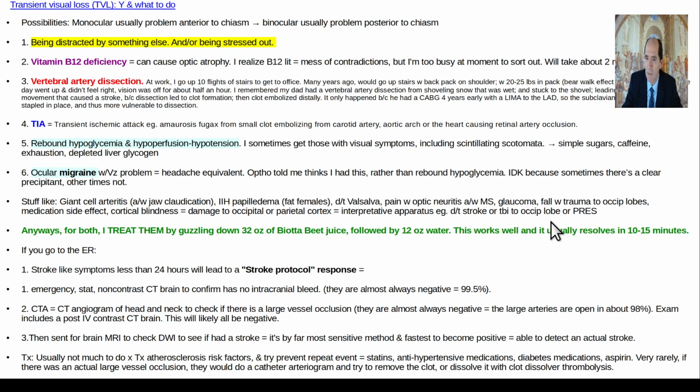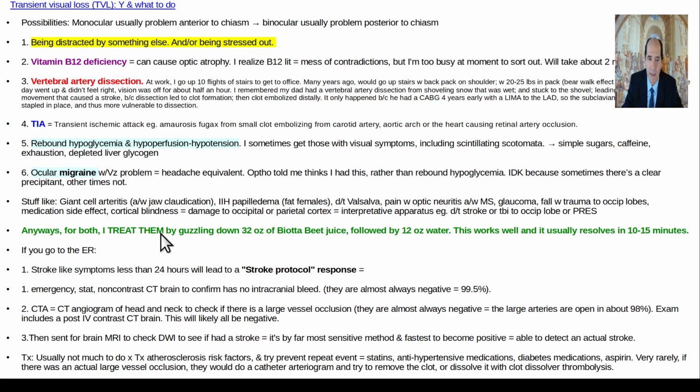You could have posterior reversible encephalopathy syndrome, pretty rare, with severe hypertension, usually systolics around 200. Cortical blindness means damage to the brain, the cerebral cortex in your occipital lobe or your parietal lobe. The occipital lobe is your visual center. The parietal lobe is part of the processing brain tissue for making sense of what you see. So this would be cortical blindness when you see something but you can't interpret it. There's a problem with the interpretive apparatus. You can also damage your occipital lobes or your parietal lobe due to head trauma if you fall and hit your head.